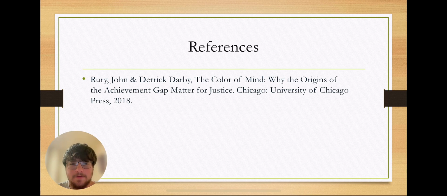That is all I have for my presentation on the racial achievement gap in The Color of Mind book by Darby and Rury. Here are my references, which is the book The Color of Mind: Why the Origins of the Achievement Gap Matter for Justice by John Rury and Darby.